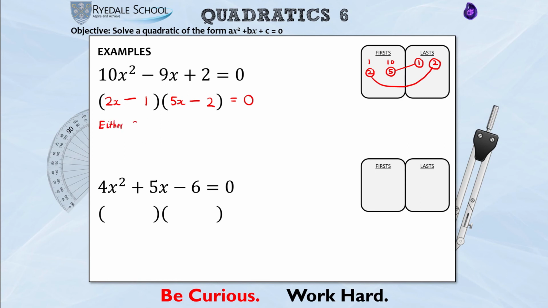Either 2x take away 1 equals 0. I'll solve that in a minute. Or 5x take away 2 equals 0. Please write either and or. Don't miss that out. It is super important. So this one gives us an answer of a half. And this one gives us an answer of 2/5.